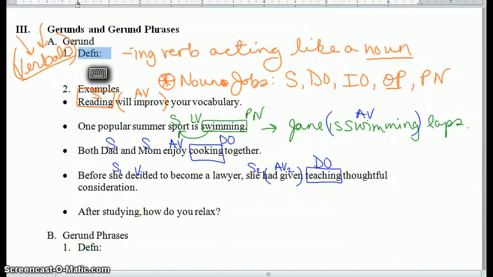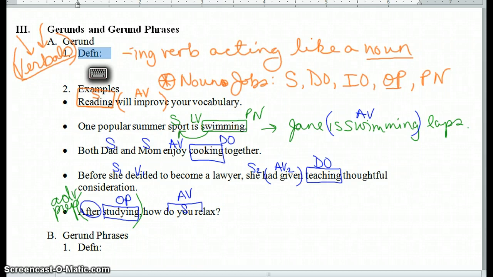After studying, how do you relax? Well, remember, questions, we turn it around. You do relax. So, do relax is my action verb. My subject is you. Here's a preposition. Studying in this case is a thing. It's acting like a noun. And since it's after a preposition, this is the object of a preposition. And in fact, that preposition is an adverb preposition if we think about the whole unit. To just kind of layer that grammar together for you.